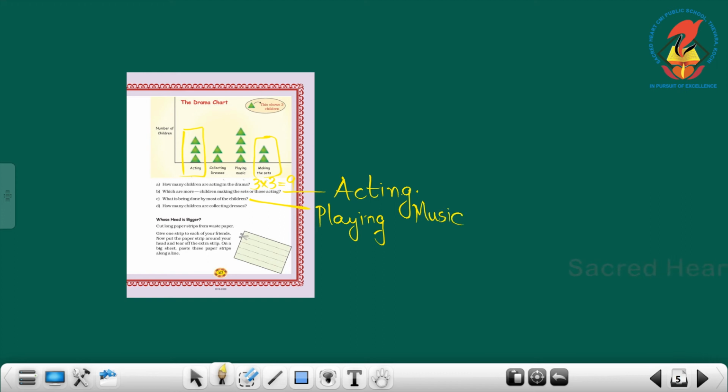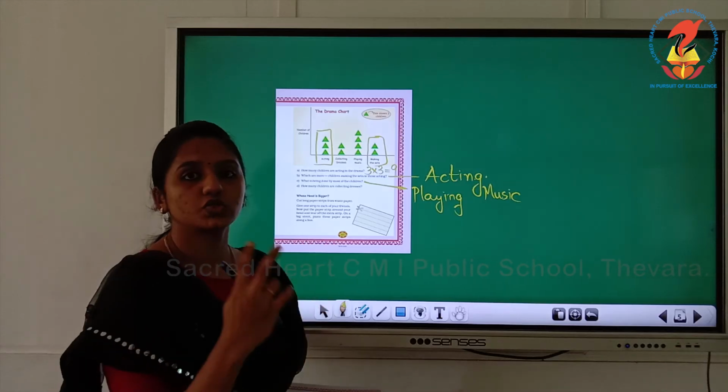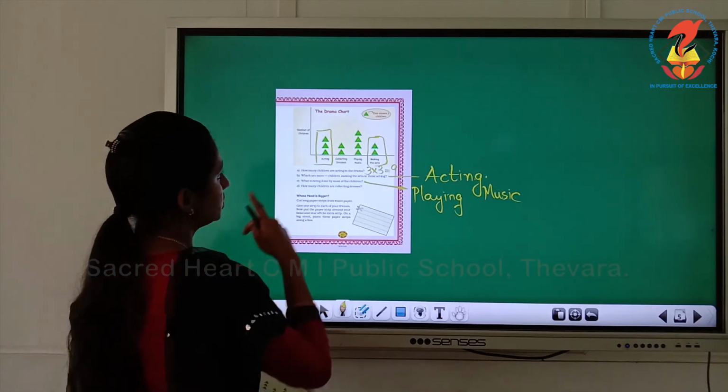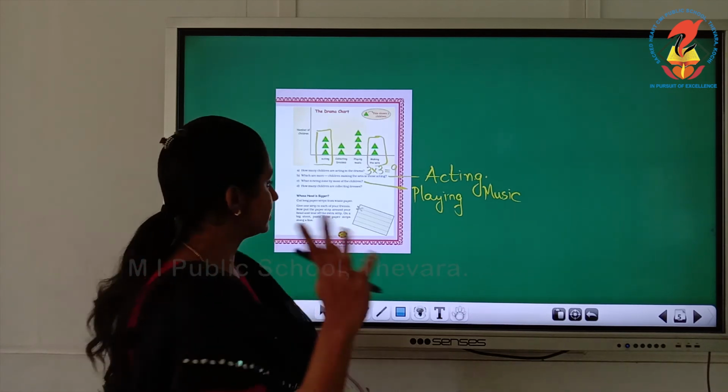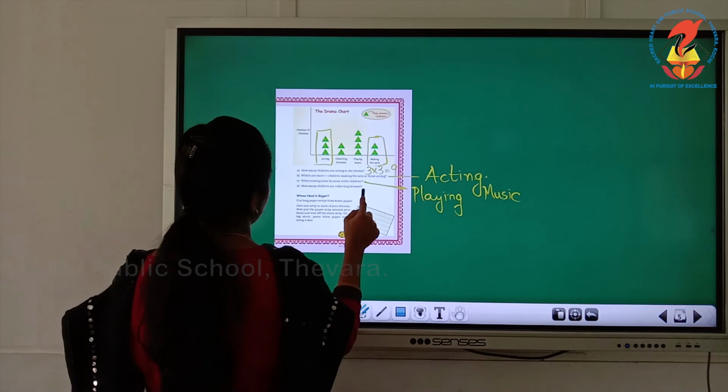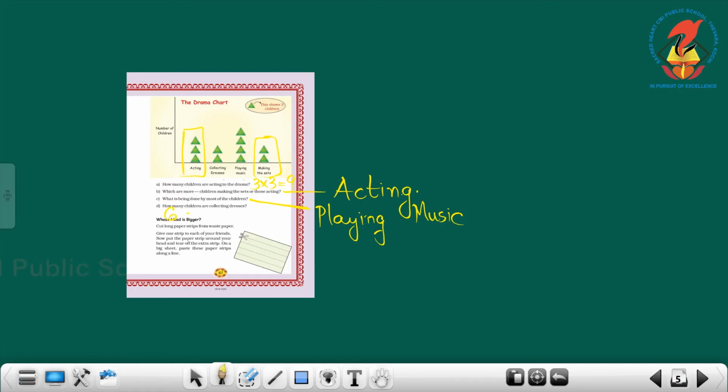The last question: how many children are collecting dresses? Collecting dresses, that is the second bar. How many triangles are there? 2 triangles. Each triangle is carrying 3 children. So, 3 twos are 6. How many children are collecting dresses? 6 children.